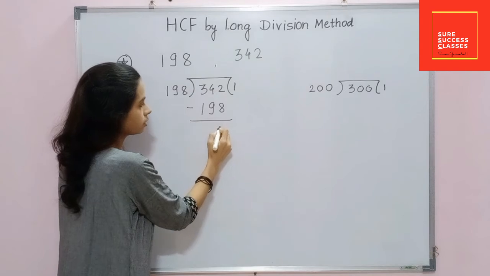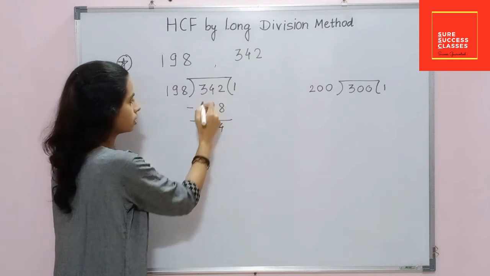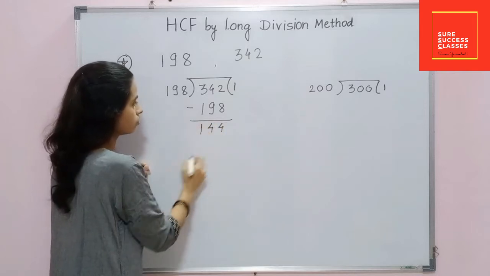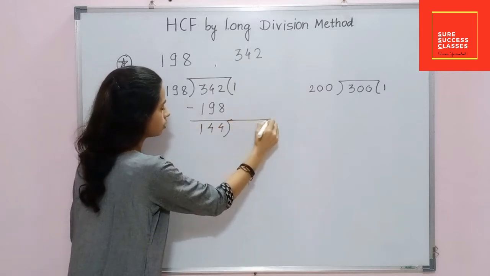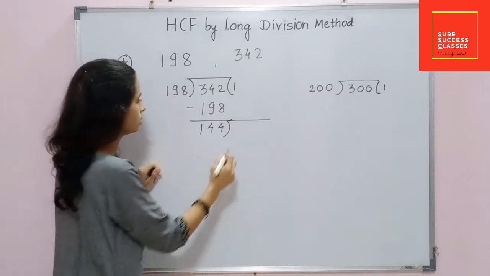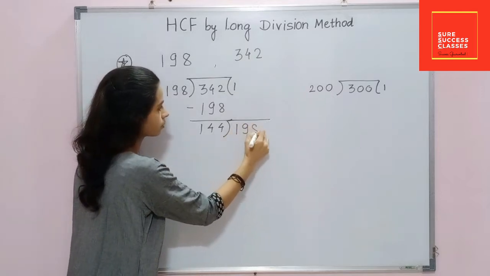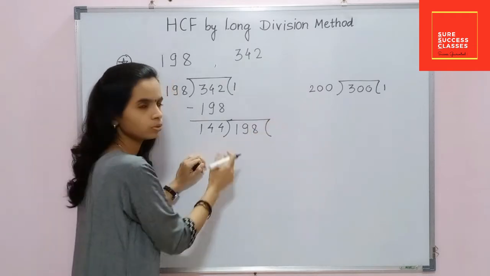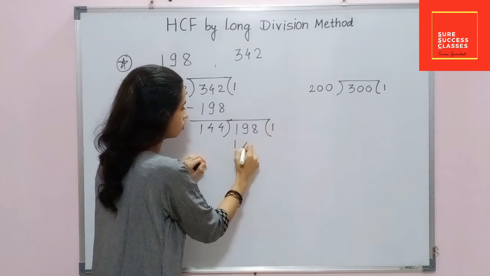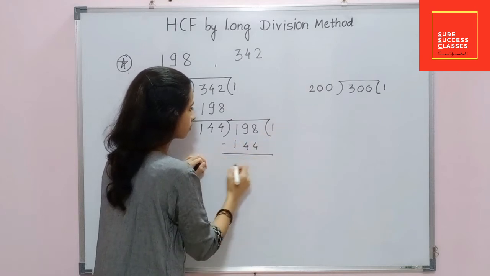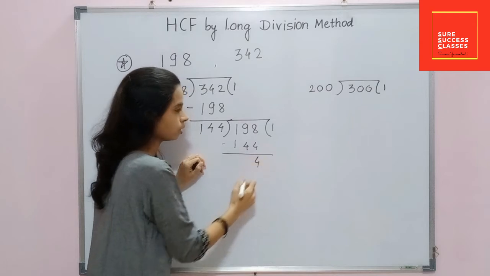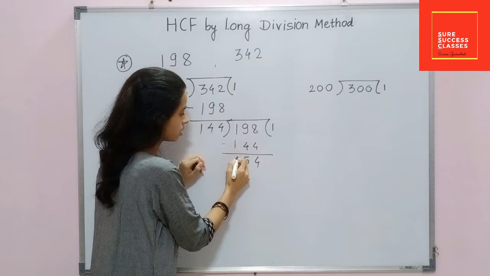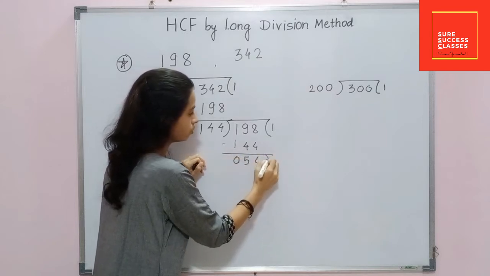12 minus 8 will get 4. 13 minus 9 again 4. 2 minus 1 is 1. By this remainder we will divide the previous divisor. Here clearly we can write 144 ones are 144. 8 minus 4 is 4. 9 minus 4 is 5. 1 minus 1 is 0. 54.